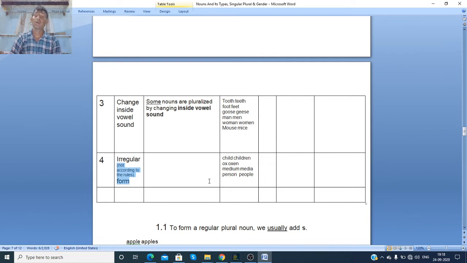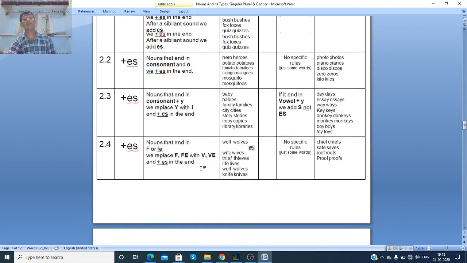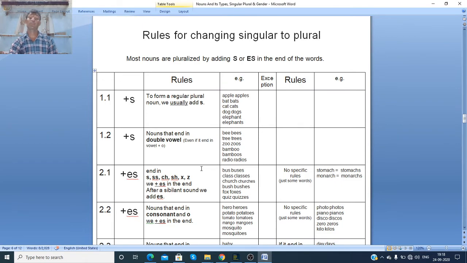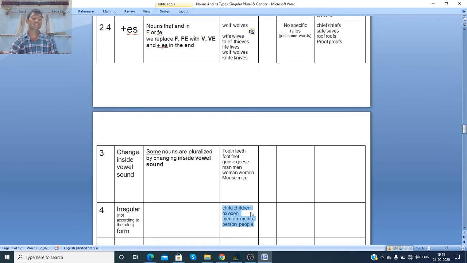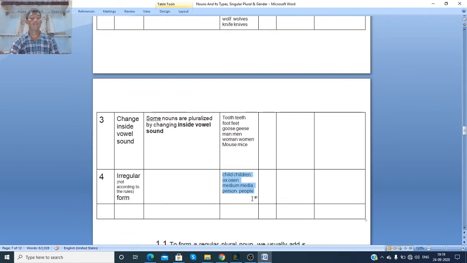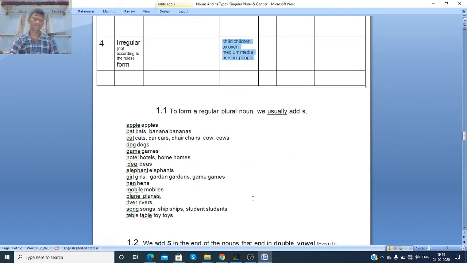Some words have irregular plural forms, like child, children; ox, oxen; medium, media; person, people. They are not so many, not more than 50, around 40 to 50. I will again say that most nouns are pluralized by adding s and es at the end of the word, around 20 nouns by changing the vowel sound, and not more than 50 have irregular plural forms.